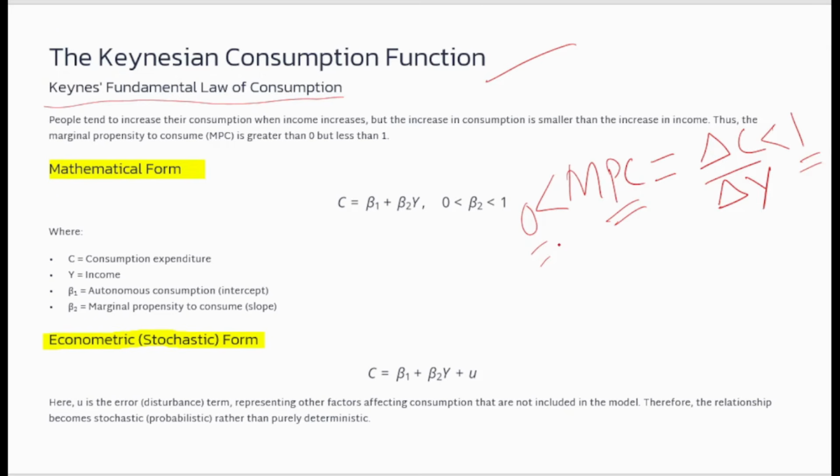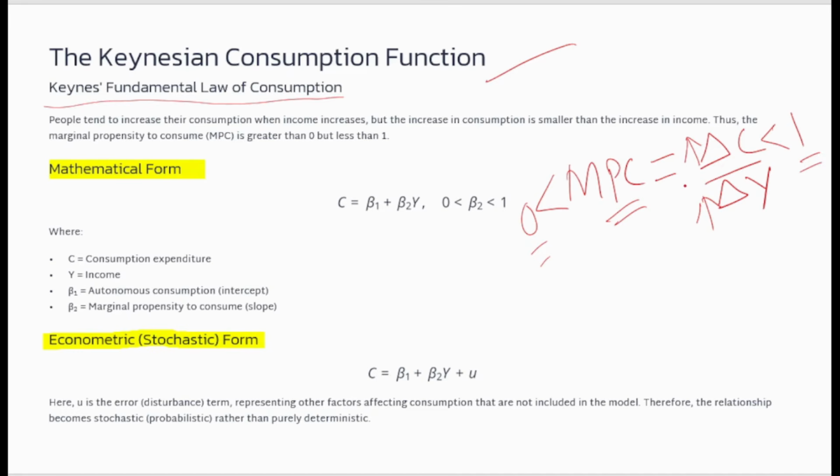MPC should be greater than 0 means what? This means if the income increases, consumption will also increase. That means MPC will be greater than 0. If with an increase in income, consumption does not increase, then MPC can be equal to 0. That means income is changing, but consumption does not change. So in that case, MPC can be equal to 0.